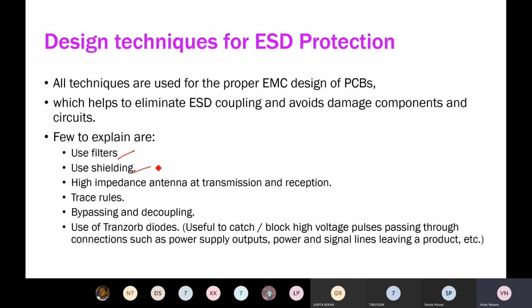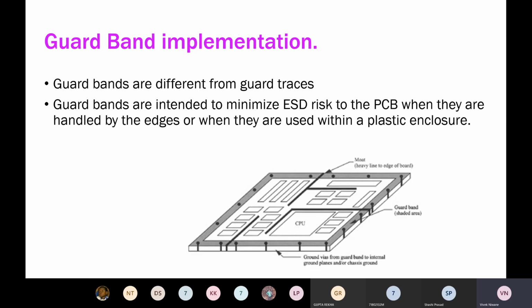आप filters use करते हो, shielding use कर सकते हो, high impedance antenna at transmission and reception use कर सकते हो, then follow the trace rules और track width and length rules, then use the bypassing and decoupling capacitors. A new term over here, transient diodes आप use कर सकते हो. ये जो diodes है special materials के बने होते हैं which are useful to catch or block high voltage pulses passing through the connections such as power supply outputs, power and signal lines leaving a product. Okay, तो उनके लिए वो special design diodes है.